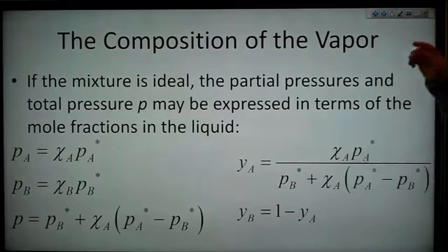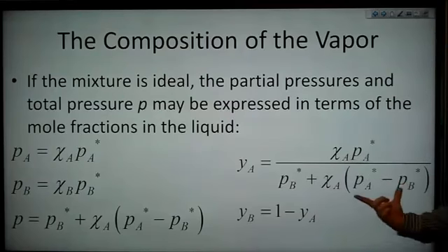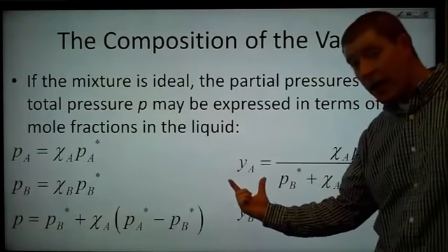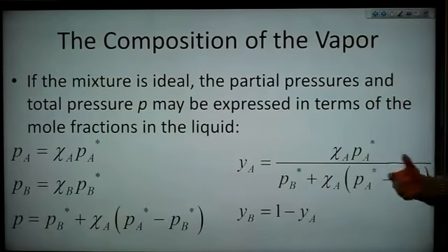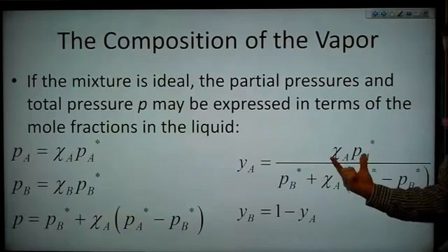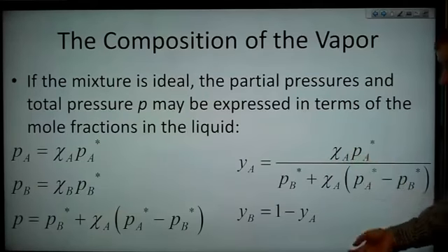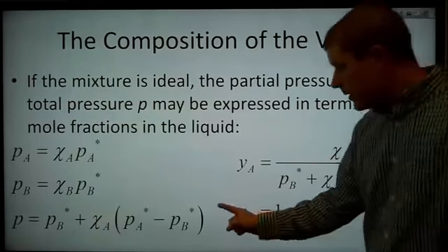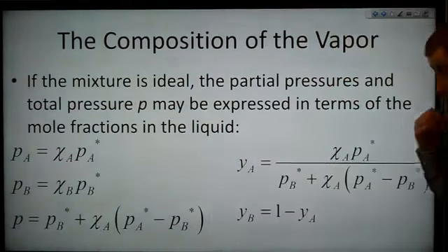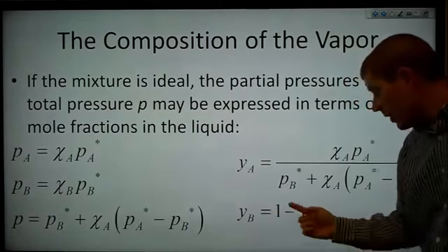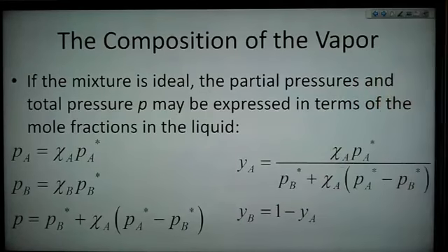And that means that now we get this big expression. So now the mole fraction of A in the vapor phase is equal to the mole fraction of A in the liquid phase times the vapor pressure of A when it's pure divided by this guy, because that was the pressure. And then the mole fraction of B is 1 minus YA. So this expression here.